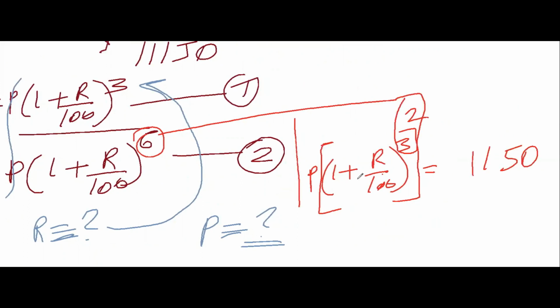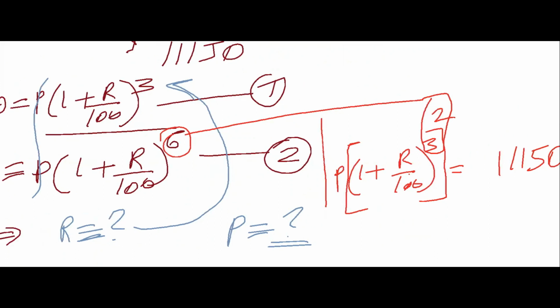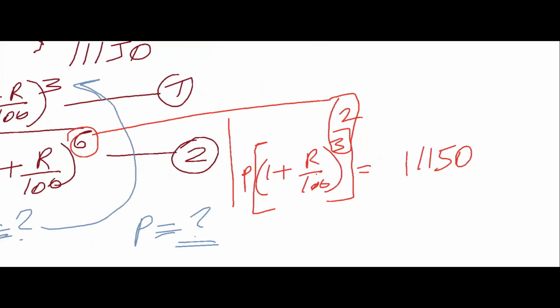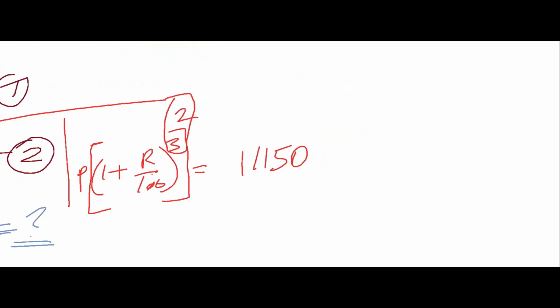This I got from equation number 2. Now what is P into (1 plus R) the whole cube? This is given to me, that is 6690. So I will substitute the value of 6690 for (1 plus R by 100) the whole cube. Let me write it here. Now 11150 is equal to this.